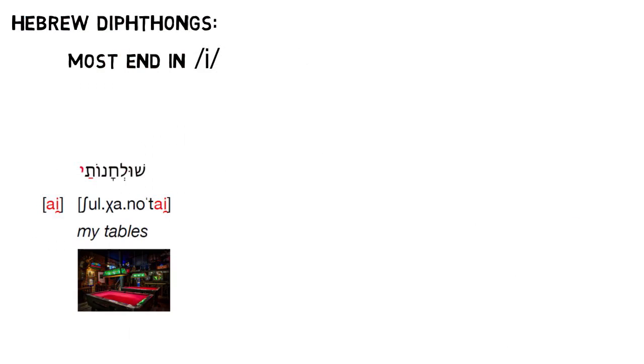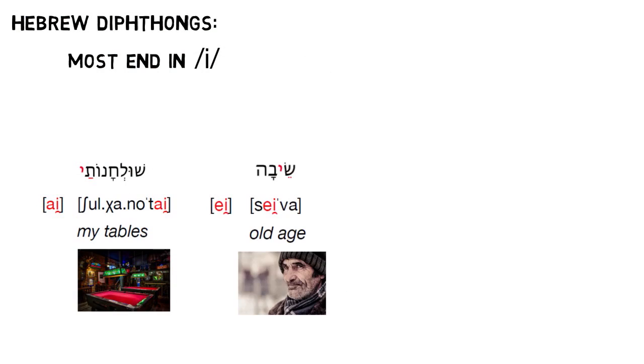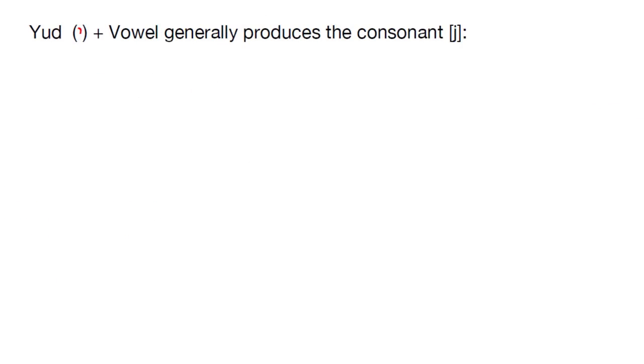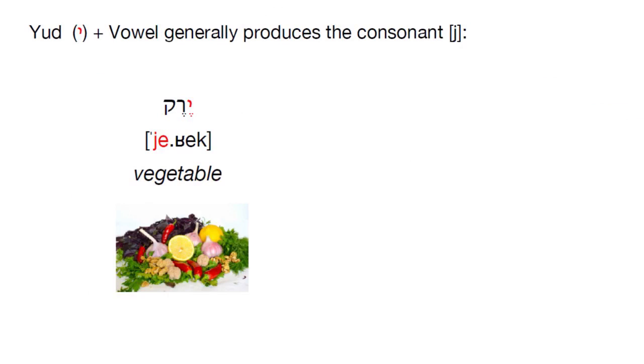So there's I, as in shulchanotai, A, as in seva, Oi, as in goy, and Ui, as in panui. And so it's pretty straightforward when there's an E vowel at the end. You just make that E vowel a little weaker than the other vowel. In the Hebrew spelling, these diphthongs all end in the letter Yud, which basically just creates a diphthong when it comes after any other vowel, and acts as a consonant Y when it comes before a vowel. We talked about that in the last video. As in the word yerek. And that's it for the E diphthongs.